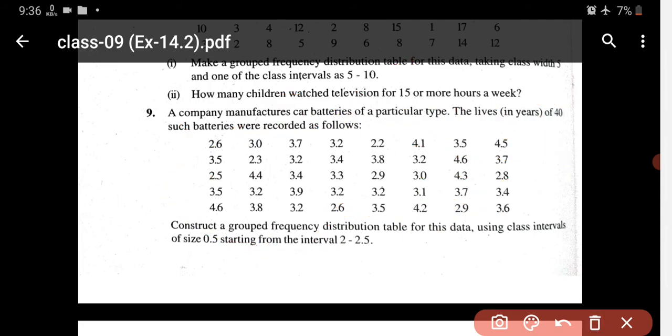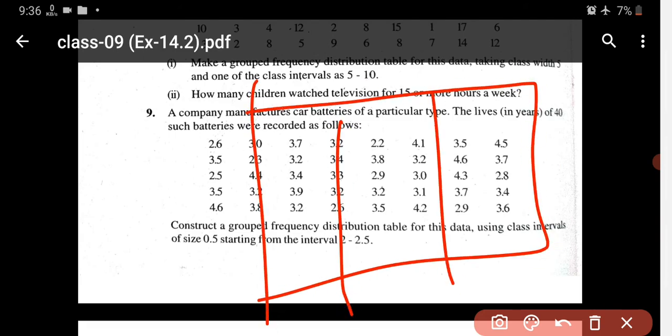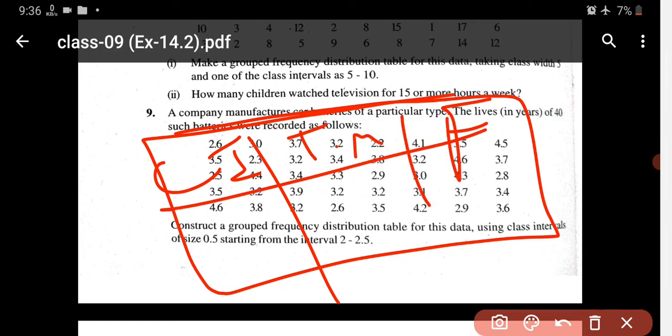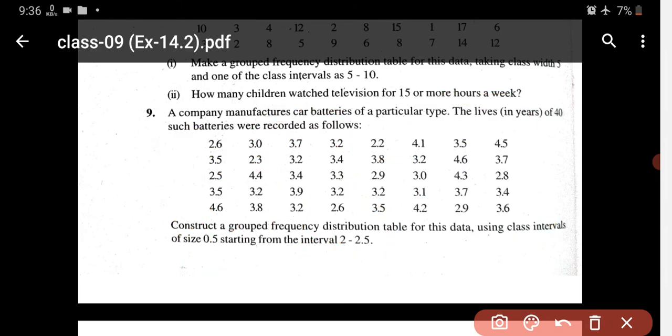First you make the class intervals, and then the tally marks. For example, 2.6 goes in front of its class, then 3.0, then 3.7. Like that you have to draw a frequency distribution table: here the class interval, here the tally marks, and here the frequency. The class intervals are 2.0 to 2.5, 2.5 to 3.0, and 3.0 to 3.5, and so on. After observing the minimum and maximum observations, you write the tally marks in front of that particular class interval. In the last you count how many tally marks there are, and you will get the required answer.